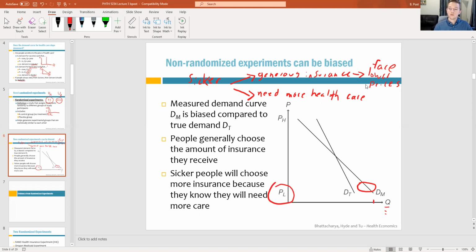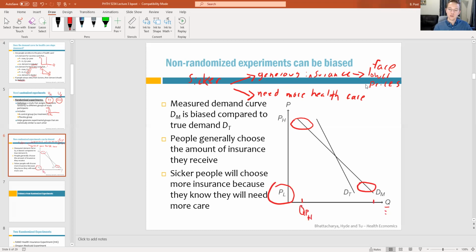Now, who's going to be up here facing high prices? It's going to be the people who generally are healthier and they don't need as much healthcare. And so they've chosen a health insurance plan that doesn't cover as much. So those who are facing high prices are all the way back here on the quantity demanded curve. This is quantity according to high prices.